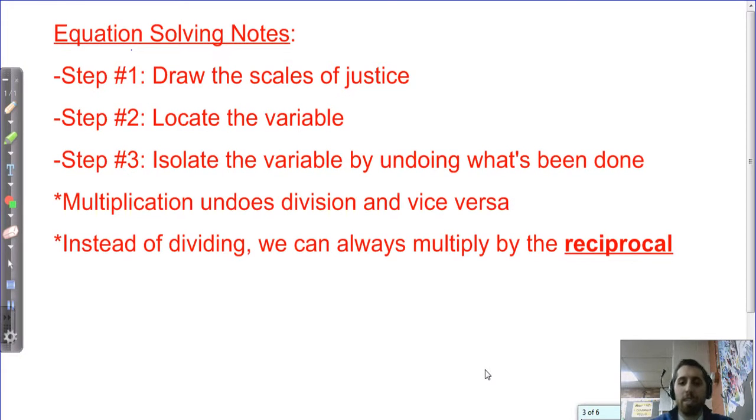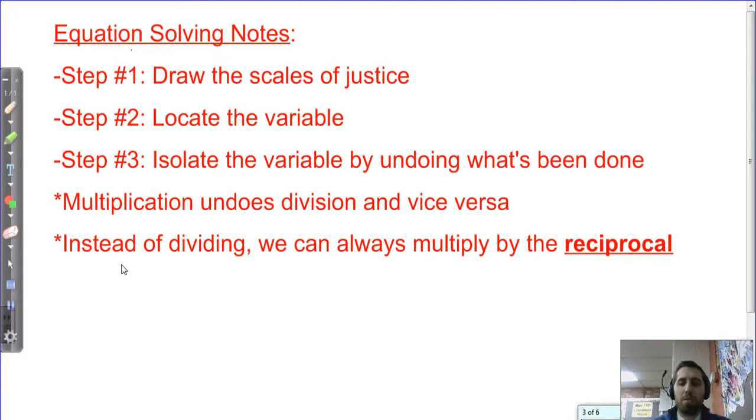If you take your age and multiply it by 2, do that mentally, and then you divide by 2, you're going to get back to your age. Those two operations undo each other. That's how we're going to solve these equations, how we're going to isolate the variable. The last note is that instead of dividing, sometimes we can multiply by the reciprocal.